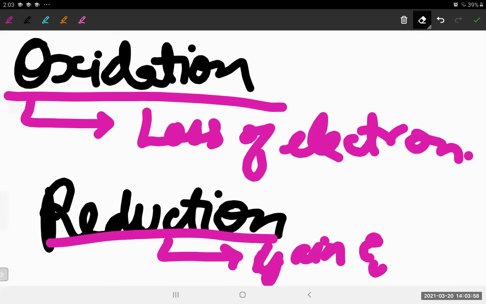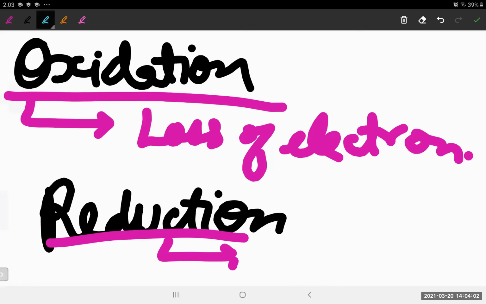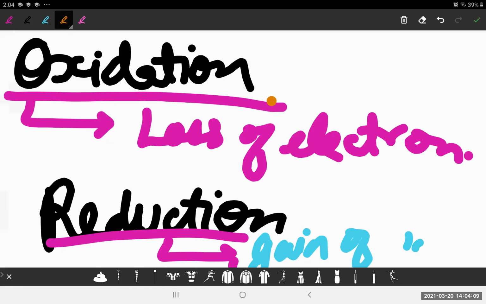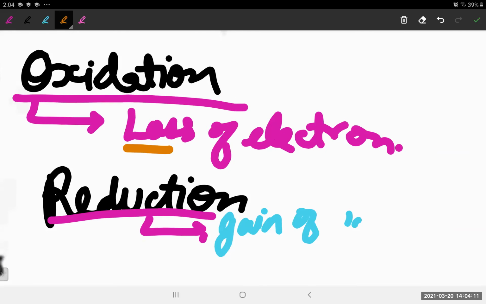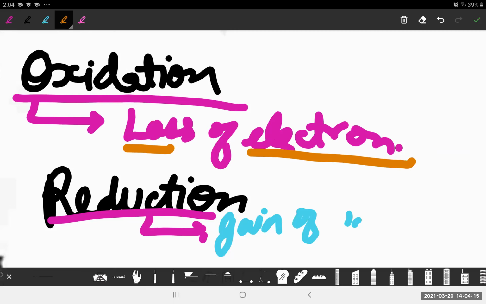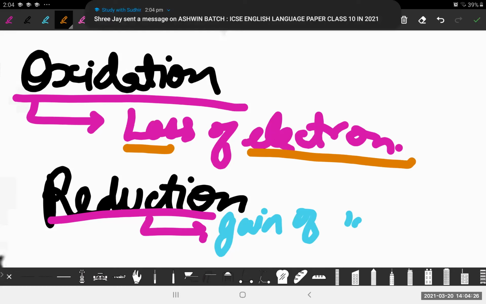Okay, so the writing is not so good. Gain of electron. Now tell me, where does the loss of electron occur? The negatively charged one in NaCl. What is the negatively charged ion, Na or Cl? Cl. Now Cl is negative, so it will go to the positive one. What is the positive one? That's the anode.